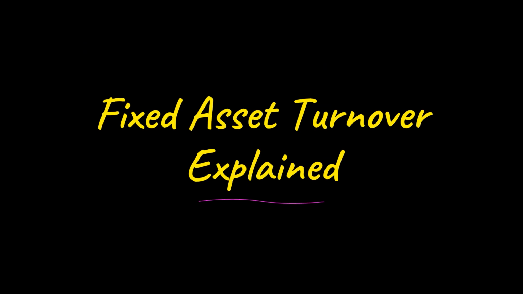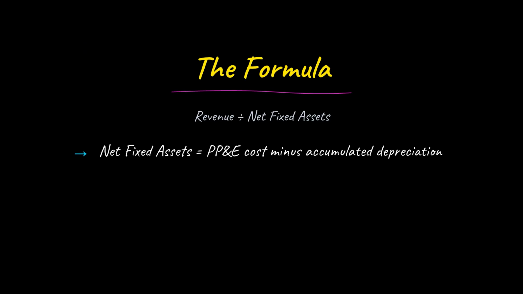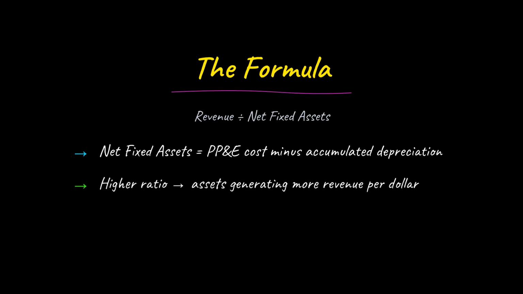Fixed asset turnover is an efficiency ratio that measures how much revenue a company generates for every dollar invested in long-lived assets like property, plant, and equipment. Understanding how it works, and when to use it, is essential for analyzing capital-intensive businesses. The formula divides revenue from the income statement by net fixed assets from the balance sheet. Net fixed assets subtract accumulated depreciation from the original cost of property, plant, and equipment.